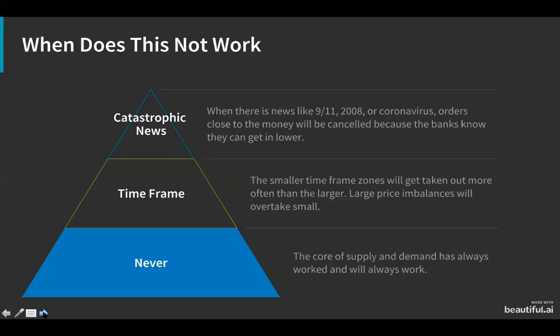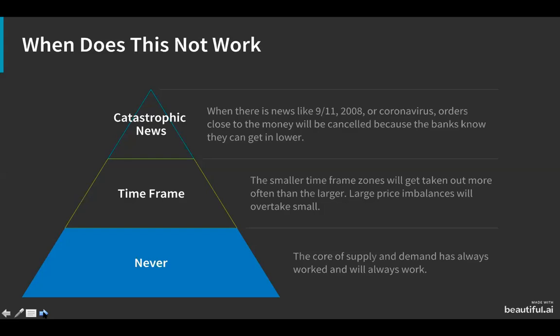The only time that it won't necessarily work is when you're just wrong. You're looking at too small of a time frame. If you're at monthly supply and then you're looking at daily demand, your monthly supply is going to override the daily because it's a larger time frame. So the larger time frame prices will always beat the small time frame.